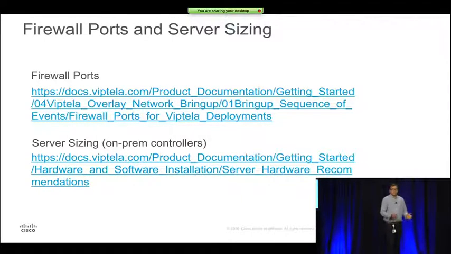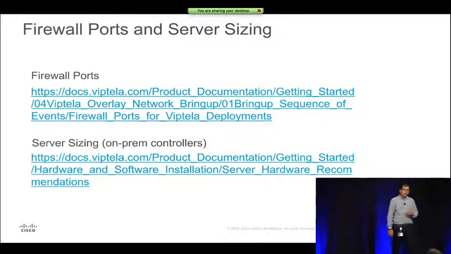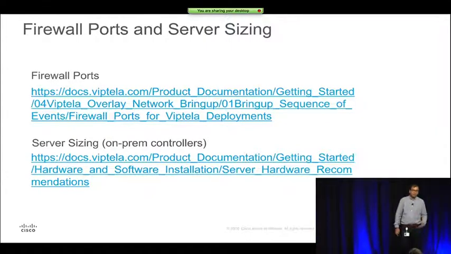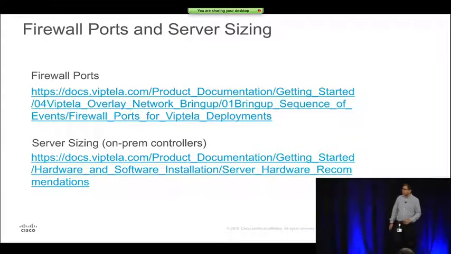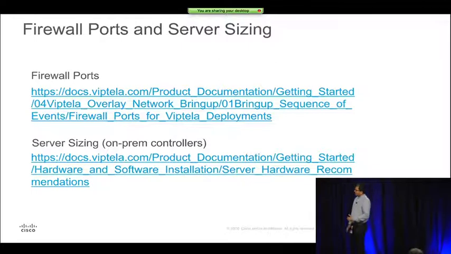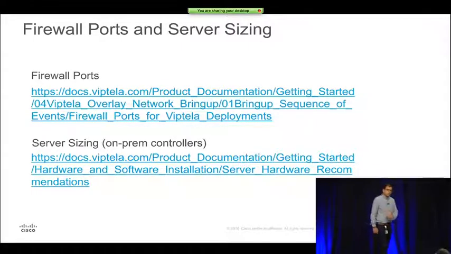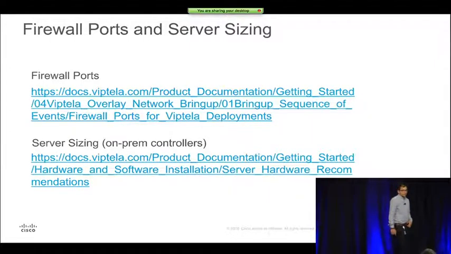The server sizing depends on the number of sites, the number of tunnels that you are building, and how beefy the VM would need to be. So those are the two top questions whenever we are doing an on-prem deployment or even a POC, that they would ask about the firewall ports that they need to open and how big the VM instances need to be. And that information is all available on docs.viptela.com, which can be easily accessed.